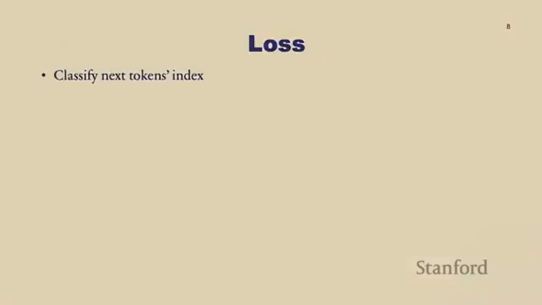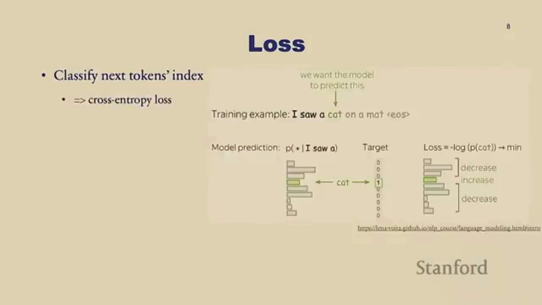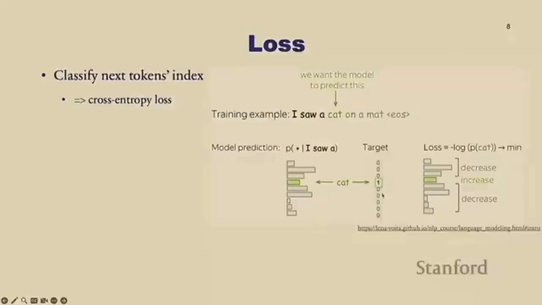And the loss that you use is essentially a task of classifying the next token. So it's a very simple kind of machine learning task. So you use the cross-entropy loss, where you look at the actual target that happened, which is a target distribution, a one-hot encoding, which here in this case says the real word that happened is cat. So that's a one-hot distribution over cat.